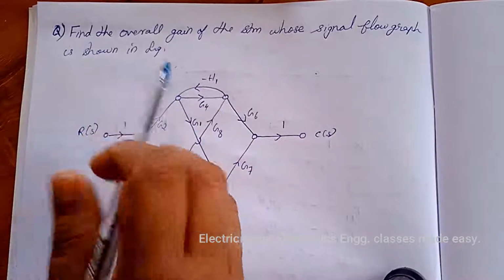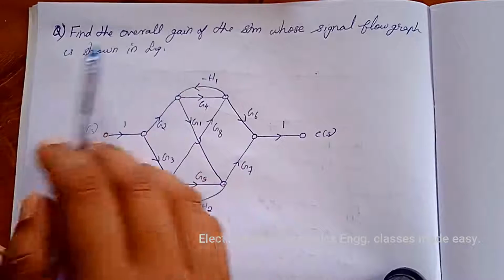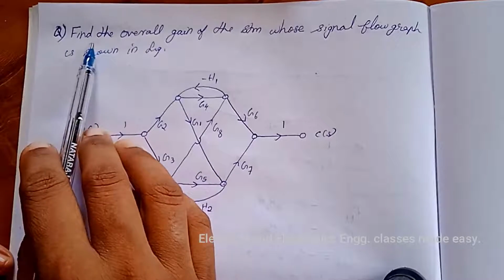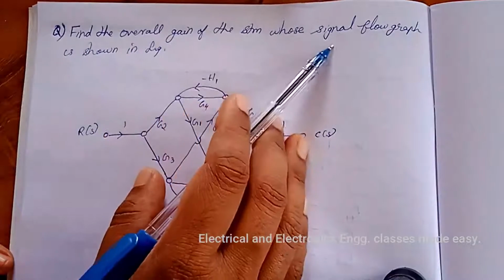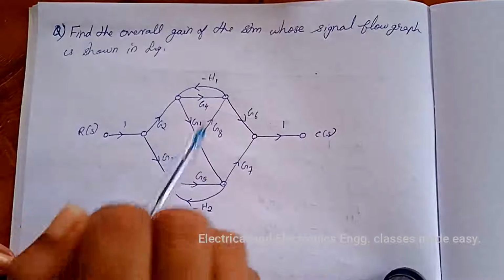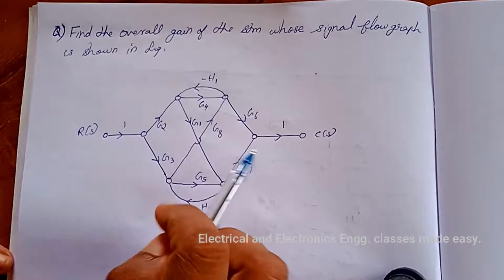So let us do the problems. First one is find the overall gain of the system whose signal flow graph is shown in the figure. So this is the given figure.